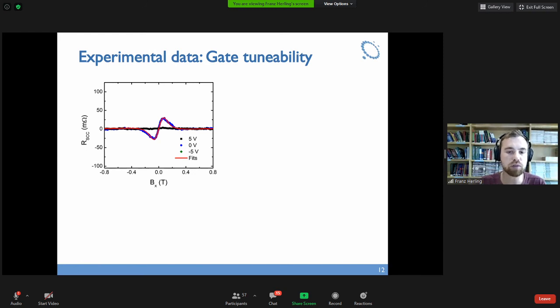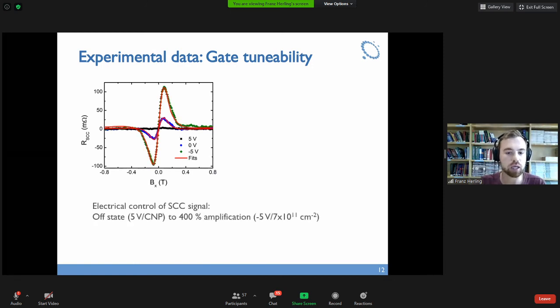If we go away from the charge neutrality point by applying a negative gate voltage, the signal increases by up to 400%. And if we show the trend between -5 and 5 volt, we can see that we can clearly control our spin to charge conversion signal with the gate voltage.